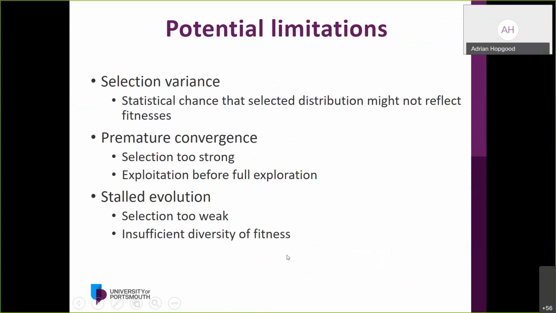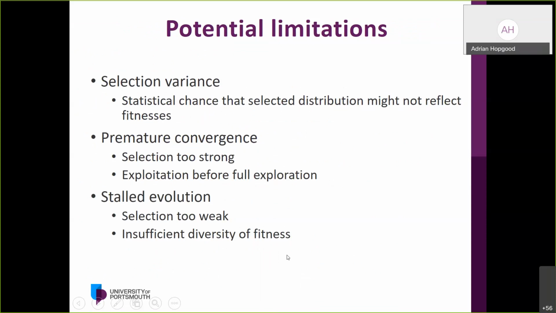There are some difficulties with that approach. First and foremost, selection variance. There is a statistical chance that the selected distribution might not reflect the fitness. You might, just by chance, keep choosing X, even though it's the least fit example there.